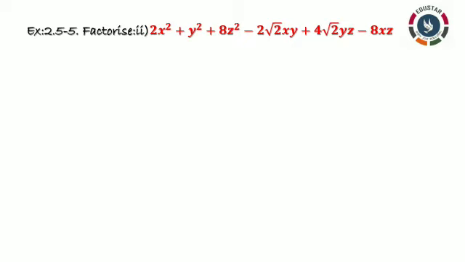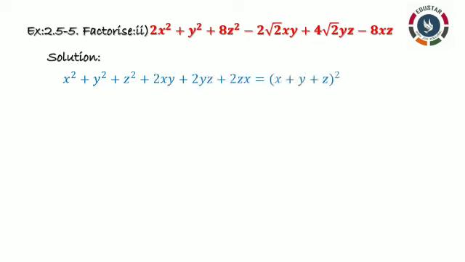Exercise 2.5, fifth question. Factorize 2x square plus y square plus 8z square minus 2 root 2xy plus 4 root 2yz minus 8xz. On seeing this question, can you relate with any identity? Yes. Which identity? Fifth identity. Now we have to factorize this, right? So compare it with what? Fifth identity. See here, in fifth identity we are having all the terms in positive.